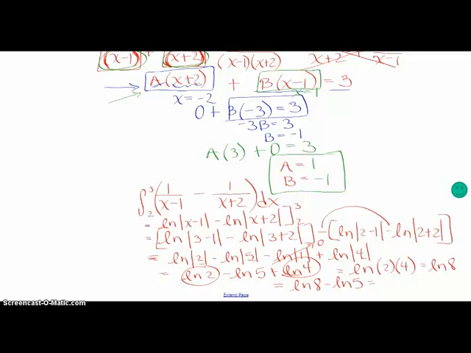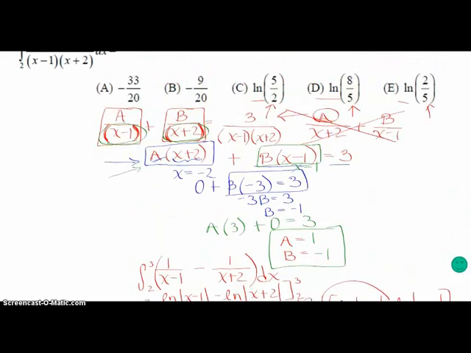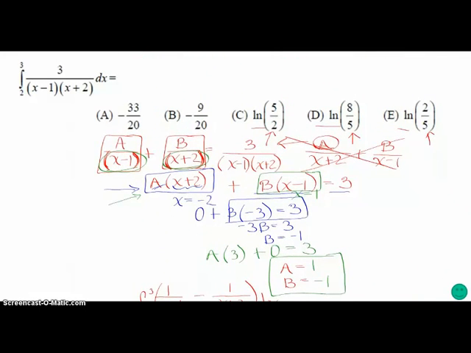And there's that logarithmic property that says if I'm subtracting logarithms, then it is the expression of the positive logarithm over the expression of the negative logarithm. And so natural log of 8/5, which is here, is choice D.